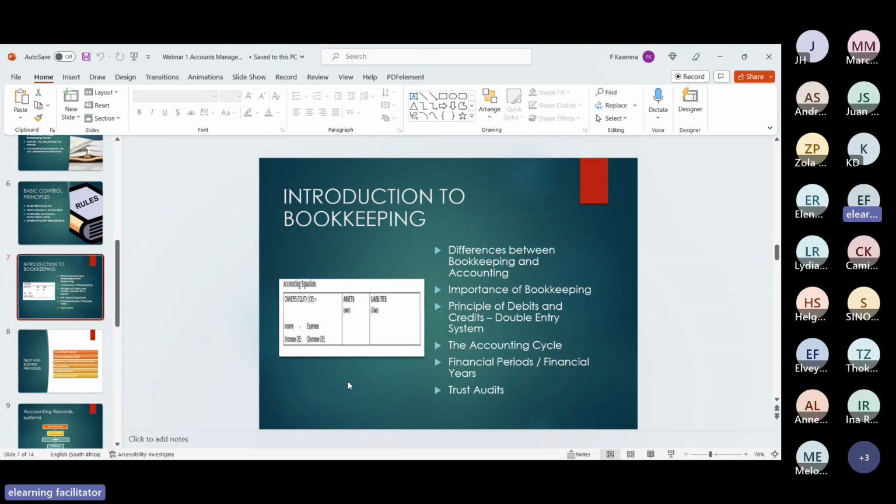Introduction to bookkeeping. In our manual, we've got an introduction to bookkeeping, so you need to read it, and then grasp the difference between bookkeeping and accounting, why bookkeeping is important, and also the principle of debits and credits. Whatever we'll be doing, we deal with debits and credits. So you really need to understand how to debit, how to credit, and why something has a debit balance and another has a credit balance.